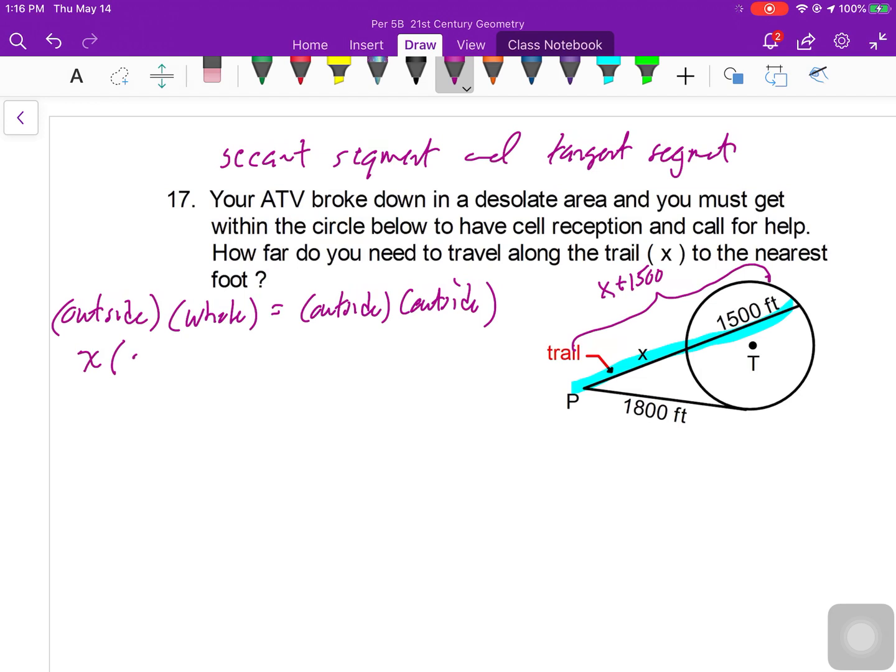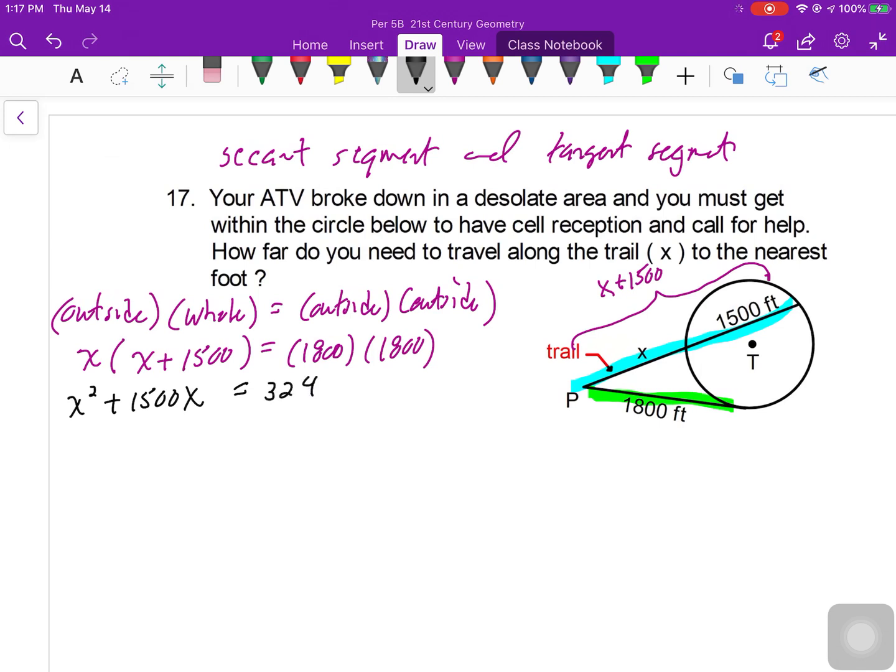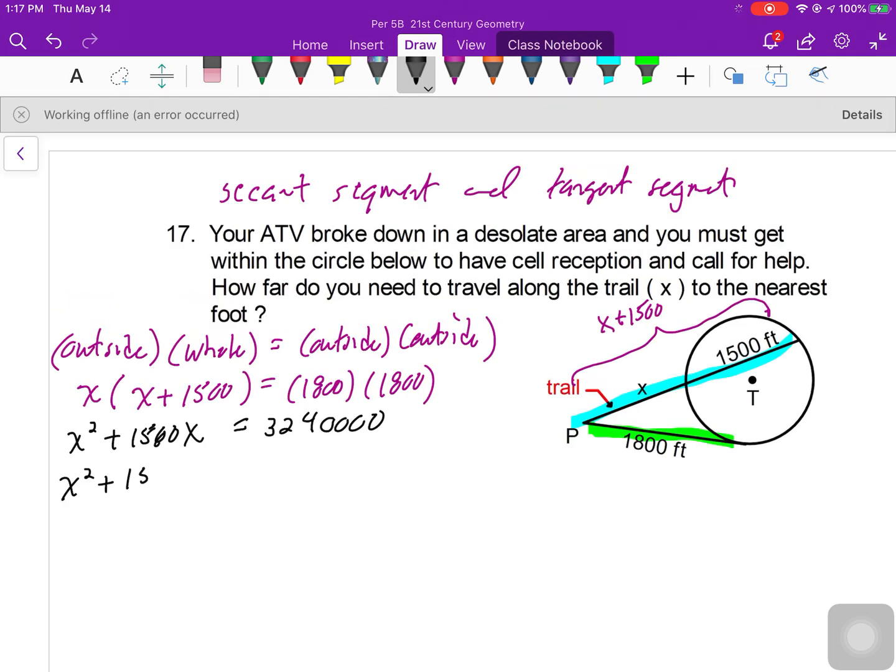So for that top secant segment, this one that I've highlighted in blue, the outside is x, and the whole length we just labeled as x plus 1500. For the tangent segment, the one that I just highlighted here in green, there's only an outside, so it's 1800 times 1800. The rest of it is really just algebra. We distribute the x on the left, x squared plus 1500x. 1800 times 1800, that's 324, and then 4 zeros.